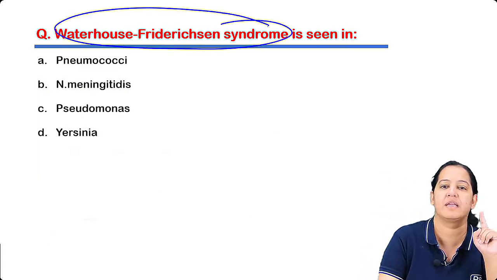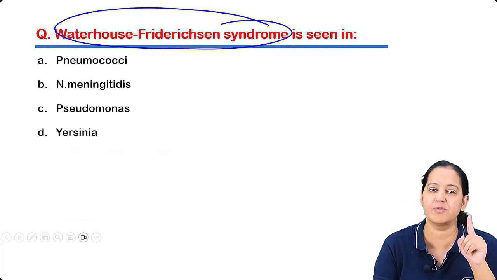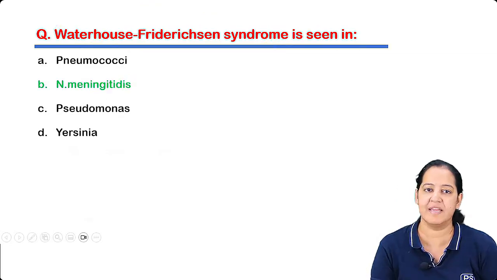Waterhouse-Friderichsen syndrome is seen in. Waterhouse-Friderichsen syndrome. What is the answer? Obviously it is meningitis, the most severe complication, right? That is Neisseria meningitidis. Okay.